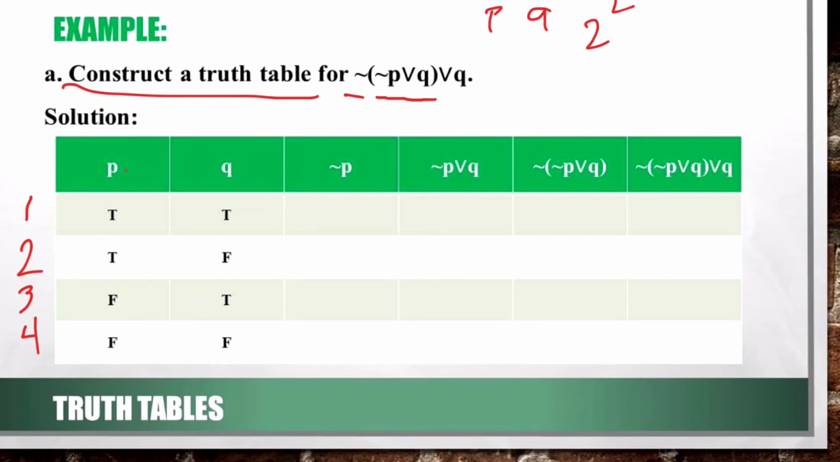So we have statement P, statement Q, and then meron tayo ditong negation of P, which is another column. Okay, we have here negation of P. And then we also have the combination of not P or Q. So another column ulit yan, is column 2. So you have not quantity, not P or Q, you have another column. And then yung last is the whole, yung pinaka gusto nating hanapan ng truth value ng not quantity, not P or Q, or Q, yun yung pinaka end point.